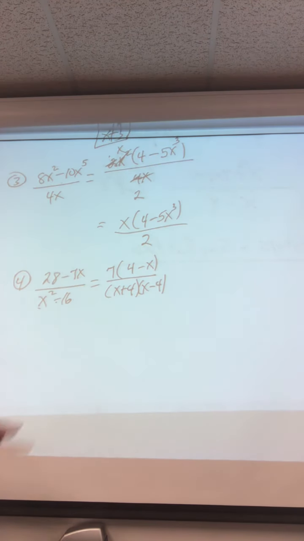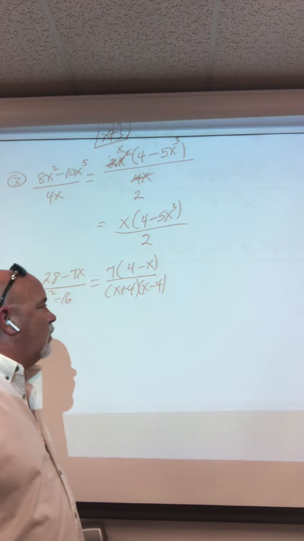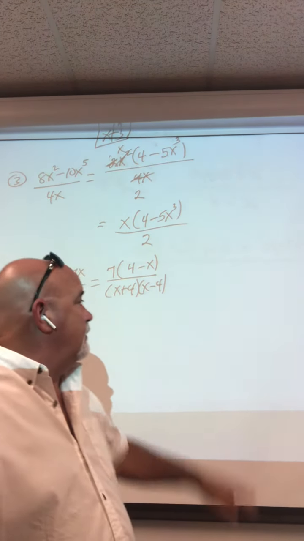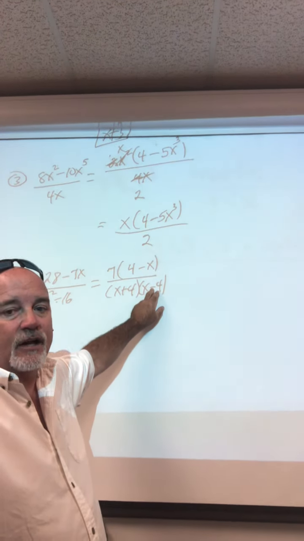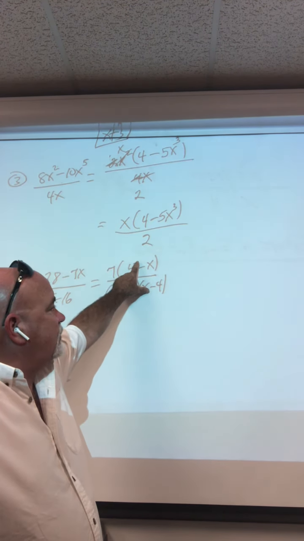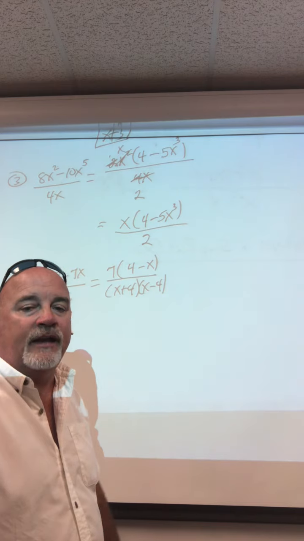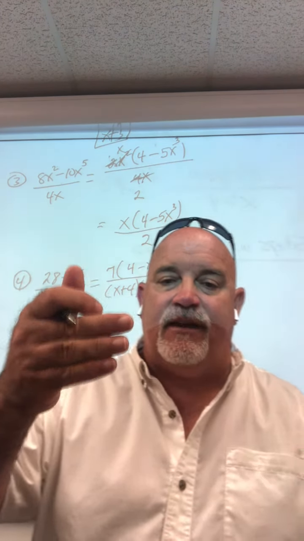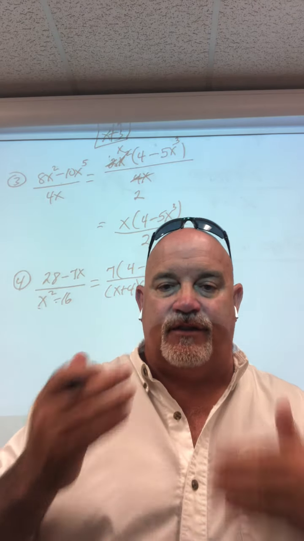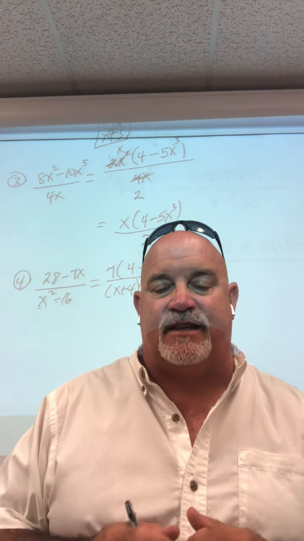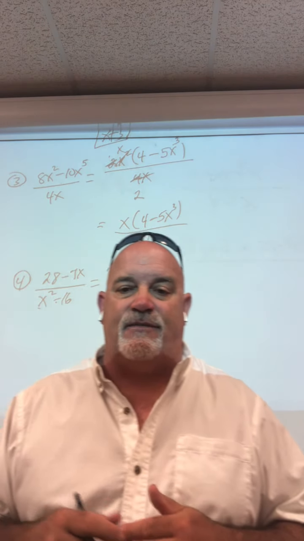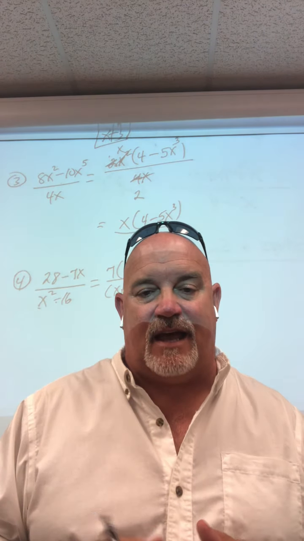If you say, well, 4 minus x and x minus 4, they're not the same, you are correct. And the reason is subtraction is not commutative. These two factors are what we call negatives of each other. For instance, 7 and negative 7 are the same numbers, but they're opposite signs. 10 and negative 10 are negatives of each other because they're opposite signs.